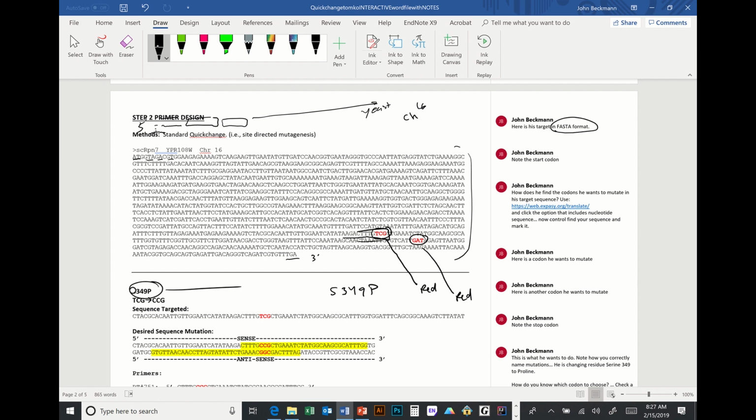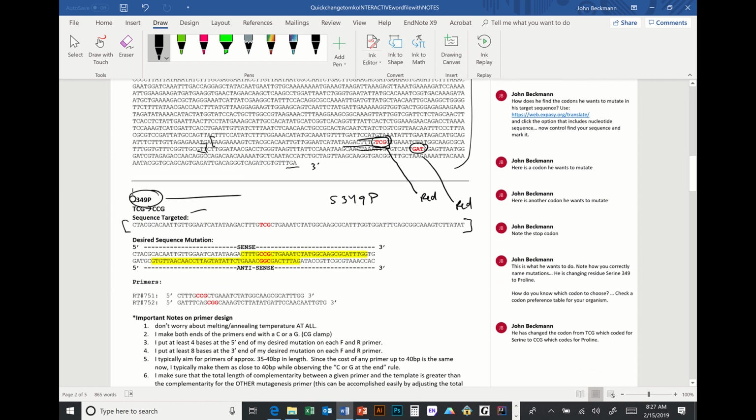So you mark it, you know this is what you want. Okay? And then what he did is he took a sequence with the thing he wanted to mutate right in the middle. So he just took that, maybe here to here. Okay? He copied that and pasted it down here. And he's saying, this is the sequence I'm targeting. This is really the only thing that I care about. Okay? And then he maps out the sense and the antisense.